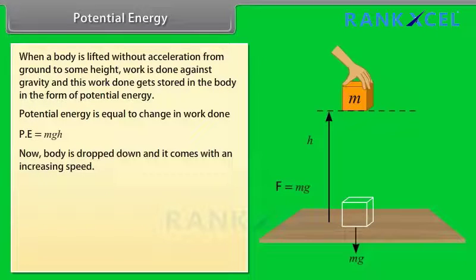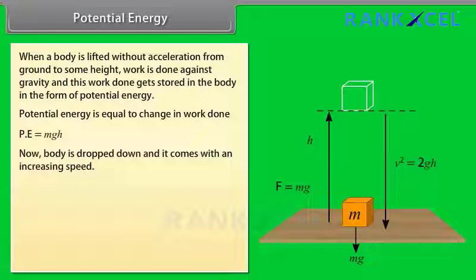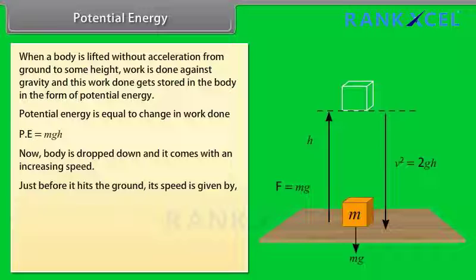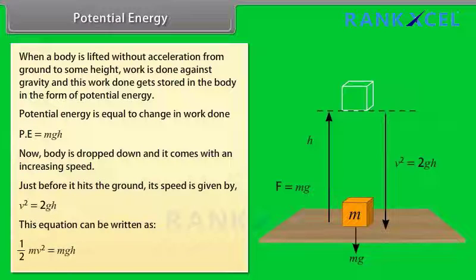Now, the body is dropped down and it comes with an increasing speed. Just before it hits the ground, its speed is given by v squared is equal to 2gh. This equation can be written as half mv squared equals mgh.